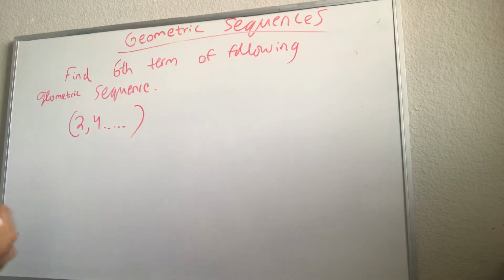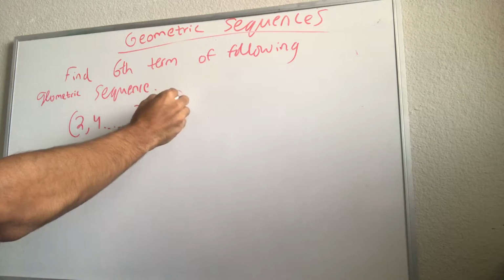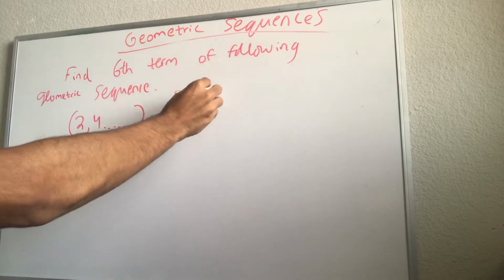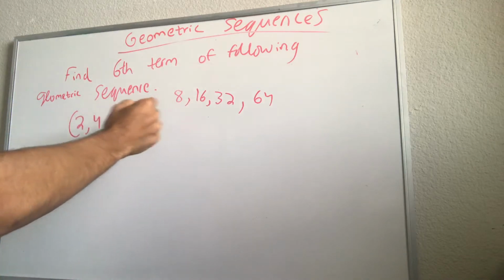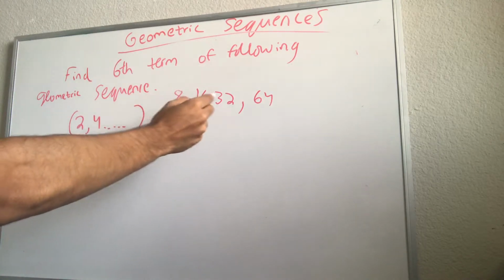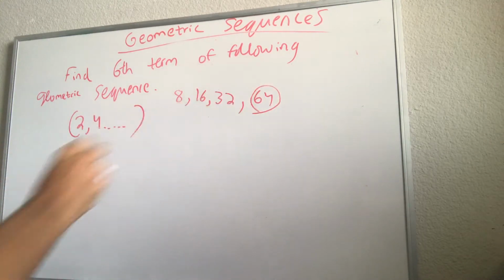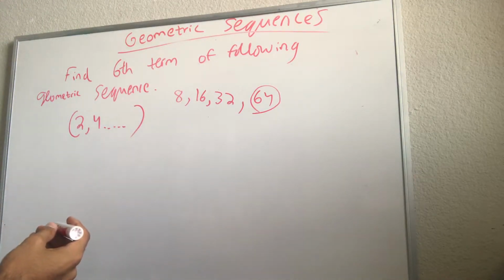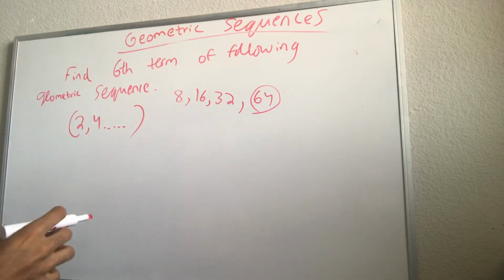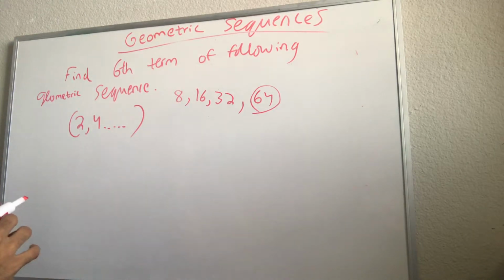Now, if you have strong computational skills, it's probably not that hard, because you know 2, 4, then it would be 8, 16, 32, and then 64. So that would be your first, second, third, fourth, fifth, sixth term. But just to verify that we truly understand the formula, because we could be given larger values, let's use that formula to see if we can determine the sixth term.